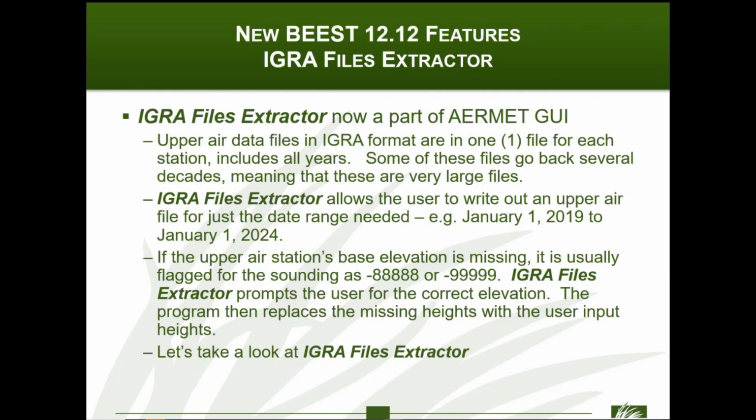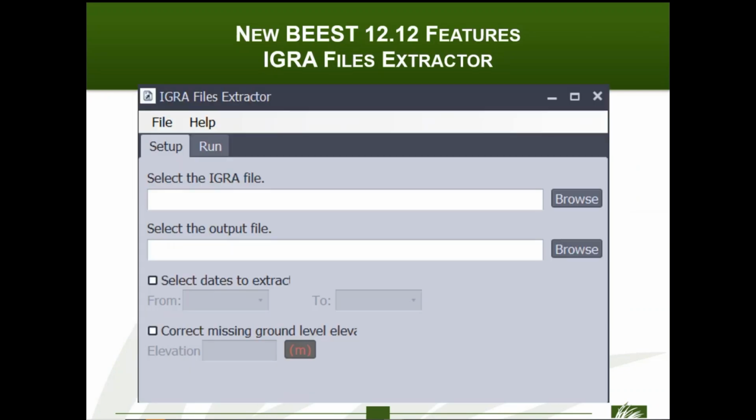And so if you see that, or if there's any of those occurrences in the data file, the IGRA files extractor will prompt you for the correct elevation. And then the program will go through and replace all occurrences of those missing base elevations. So with that brief introduction, let me take you on a quick tour of IGRA files extractor. It looks something like this.